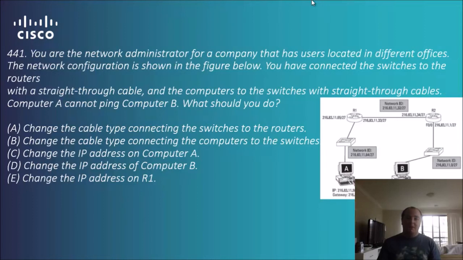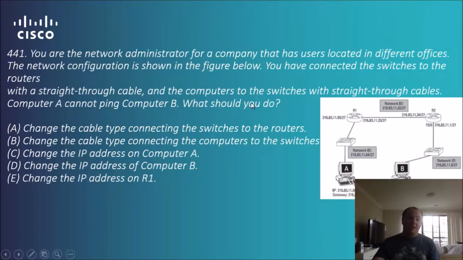441, you are the network administrator for a company that has users located in different offices. The network configuration is shown in the figure below. You have connected the switches to the routers with straight through cable. Good. And the computers to switches with straight through cables. Awesome. Computer A cannot ping computer B. What should you do? So we've got change the cable type connecting the switches to the routers, change the cable type connecting the computers to the switches, change the IP address on computer A, change the IP address of computer B, change the IP address on router 1.